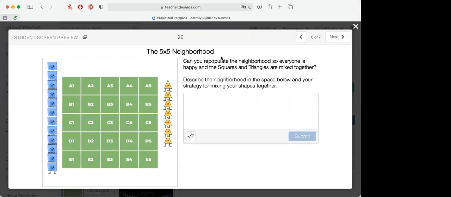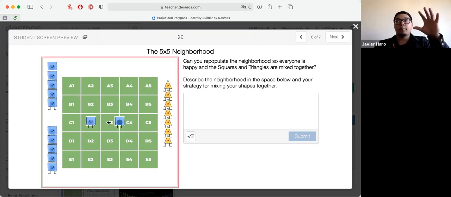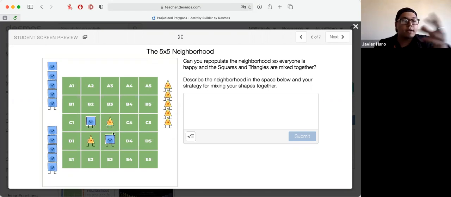Before Abigail goes, do you mind answering just a bit? What do we mean by mixed together? Can you just say again for everyone? Yes, so mixed together, we not only do we want them, I'll show a little example. When we want mixed together, we don't want all the squares to be on one side and then all the triangles on the other side. So they don't all have to be mixed.